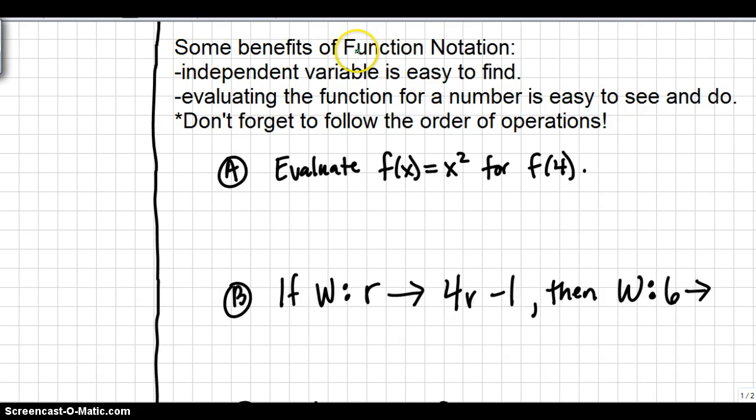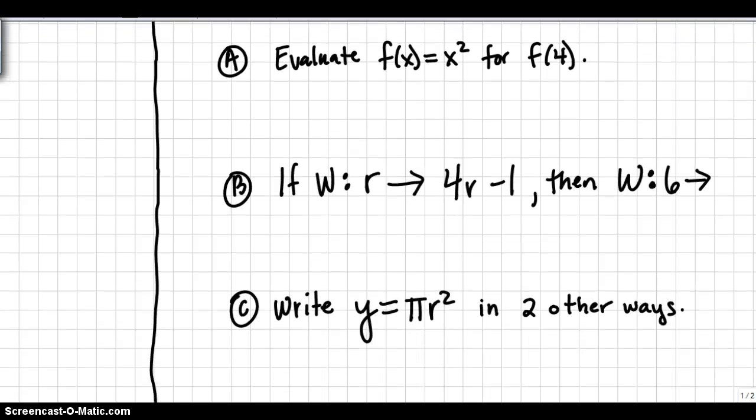So some of the benefits of using function notation is that the independent variable is easy to find. It's been highlighted either by the colon or the parentheses, so it's extremely easy to identify. Evaluating or calculating within a function is easy to do and easy to see. Make sure, students, that you don't forget to continue to follow the order of operations as learned in a previous lesson. We have several examples we're going to do, starting with example A.